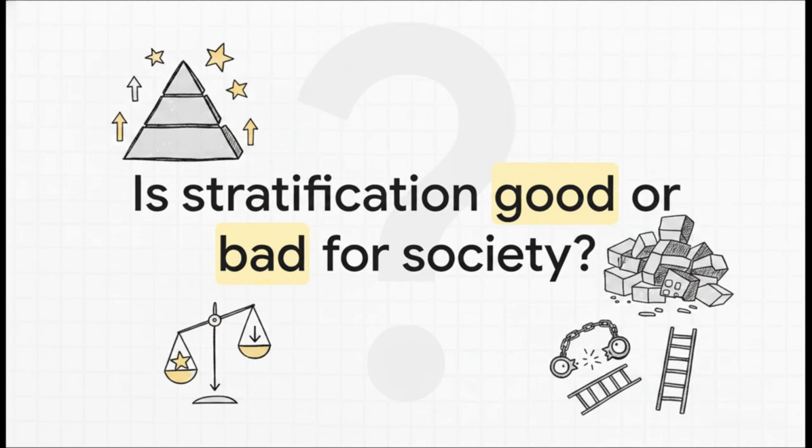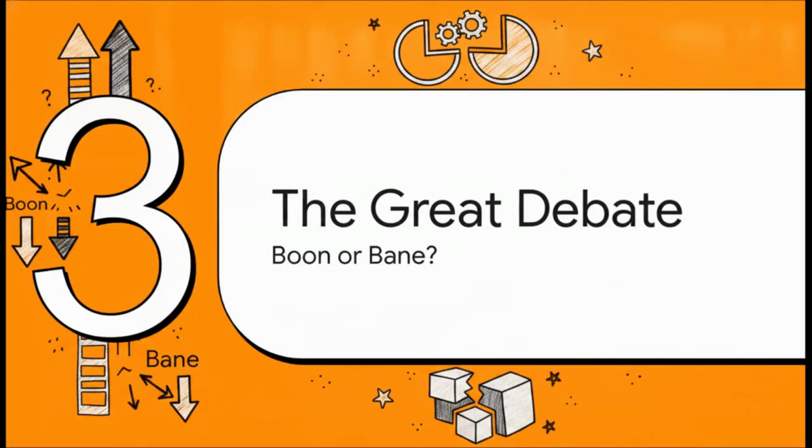So now that we have the basic facts down, I want to pivot for a second. I want to ask you a massive philosophical question. Is social stratification actually good or bad for society as a whole? Does it create a necessary functional order, or does it literally just breed unfair inequality? And that brings us to section 3, the great debate, boon or bane. Because as we are about to see, stratification has functions that supposedly help society run smoothly, but it also has dysfunctions that severely, deeply harm it.